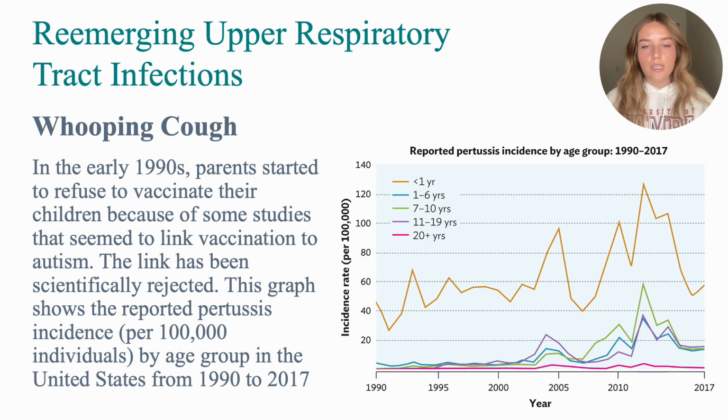Over here we have a diagram of reported pertussis incidences by age group from 1990 to 2017. The incidence rate is per 100,000. In the early 1990s, parents started to refuse to vaccinate their children because of some studies that came out linking vaccination to autism. However, this has been scientifically rejected, and we see how towards the end, in 2017, the incidences did drastically decrease.